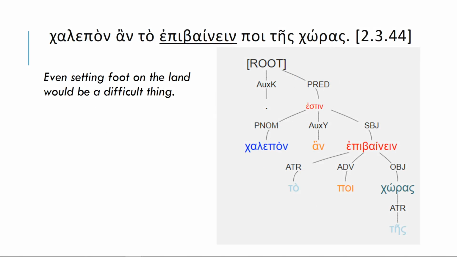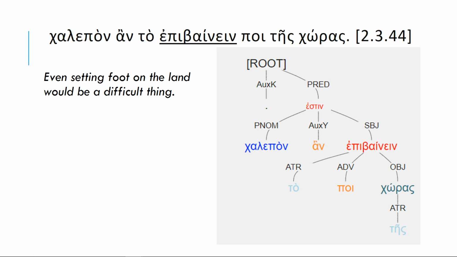It is difficult. Chalepon an. It would be difficult. Now notice there is no verb. A lot of times we will have a neuter nominative without the verb to be, but it's something that we're used to seeing, like difficult or clear or important. So we just supply the estin as a matter of course. It is difficult. What is difficult? The going forth on the land.